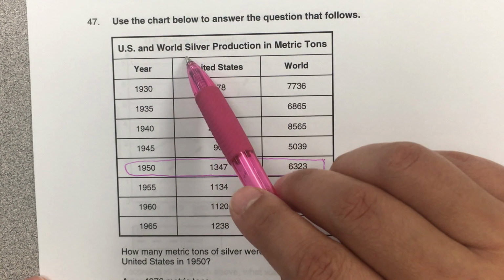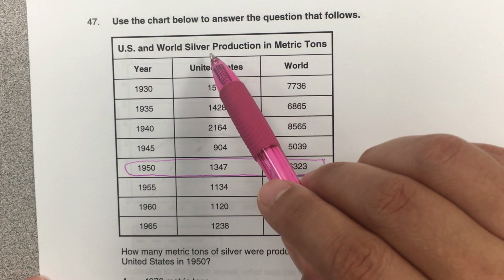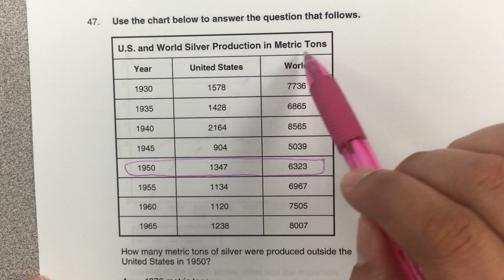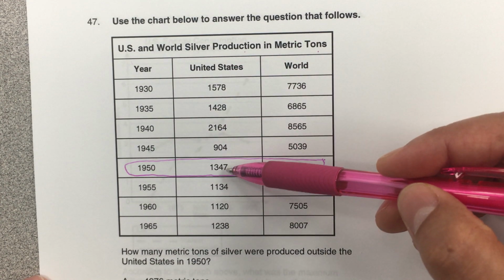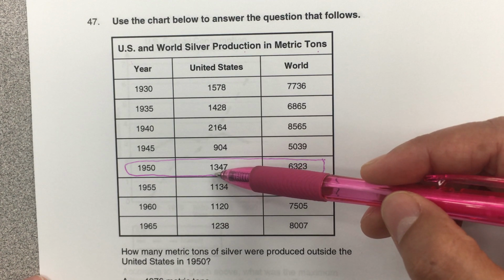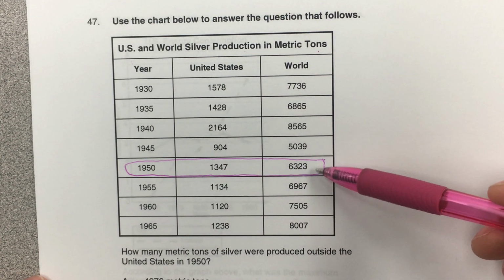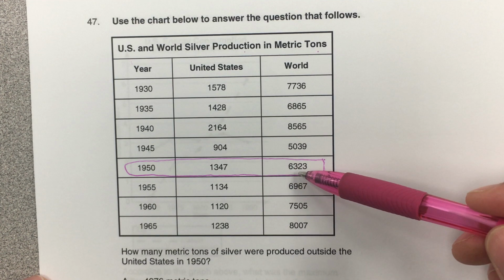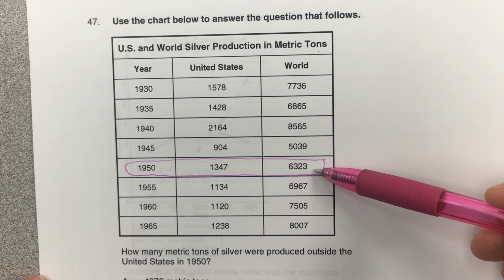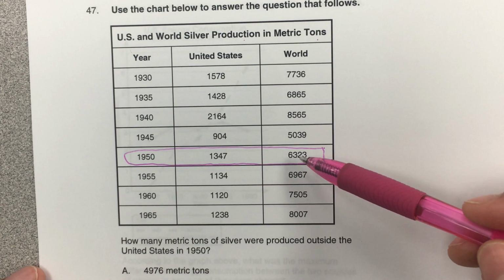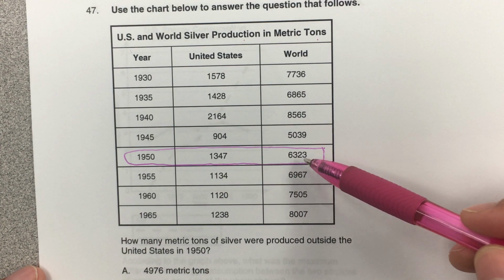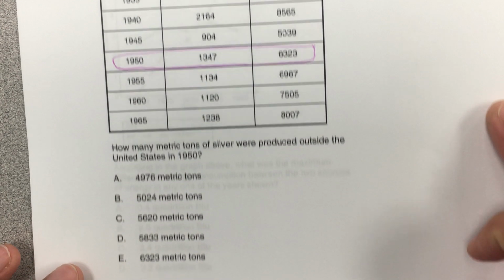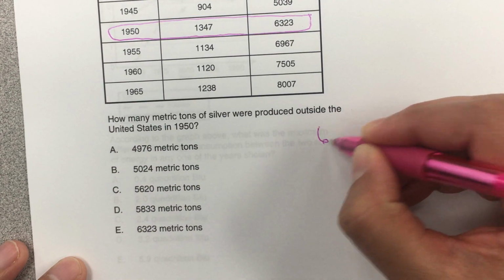And then it says U.S. and world silver production in metric tons. So you have the years in here. The United States produced 1,347 and the world produced 6,323. So all I have to do basically is subtract this amount from the world's, and that will give me the difference, okay?